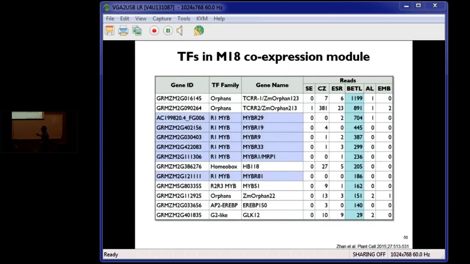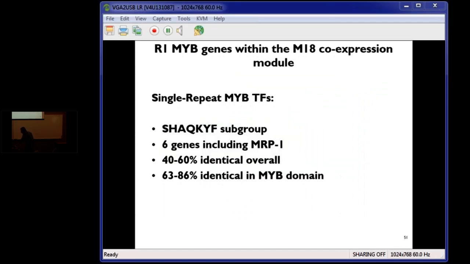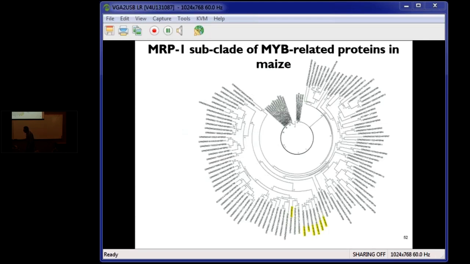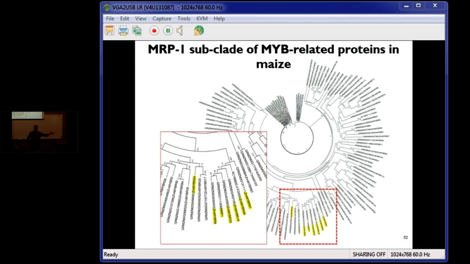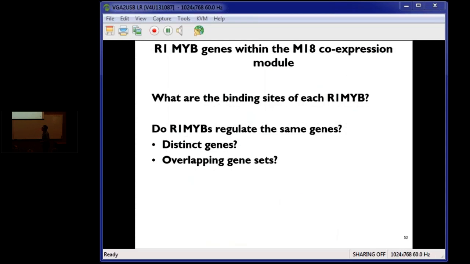One of the issues that we have is that MRP1 is not the only transcription factor protein in that bin, in that module. It includes 5 or 6 other transcription factor proteins. And it happens that these all belong to the same family. And they're all highly related, evolutionarily speaking. Okay? So they very likely arose as a result of a recent gene duplication in the maize lineage. And so they're all likely involved in regulation of BETL gene expression.